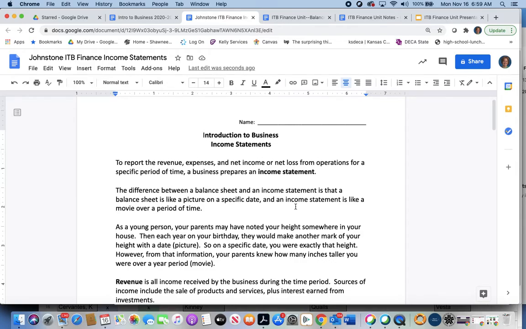Okay? So, to report the revenue, expenses, and net income or net loss from operations for a specific period of time, a business prepares an income statement. Now, we're going to talk about two different statements in this unit. We're going to talk about a balance sheet and an income statement. And the difference between a balance sheet and an income statement is that a balance sheet is like a picture on a specific date.